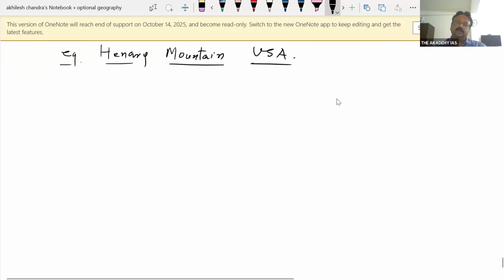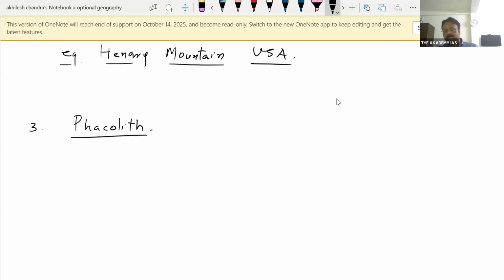Next one is Phacolith. Phacolith में क्या होता है बच्चे? Magma gets solidified.